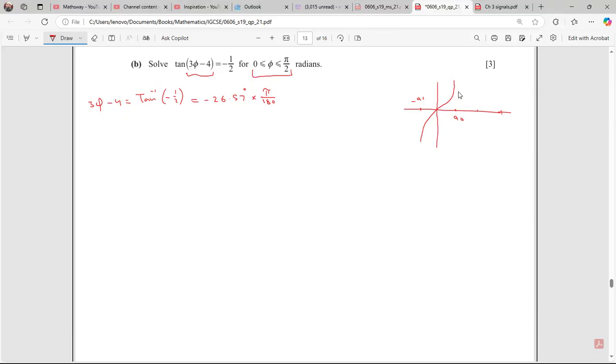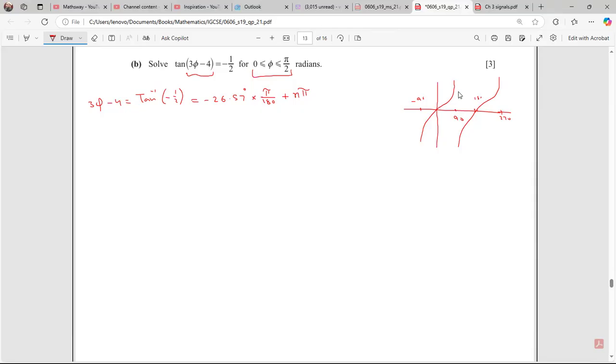So if this is 90, this is 180, this is 270. So another same graph will be like this. And this is at 180, right? So this graph is periodic with a period of 180. So I have to add to it a multiple of pi. Makes sense? So my answer is going to be something like this.